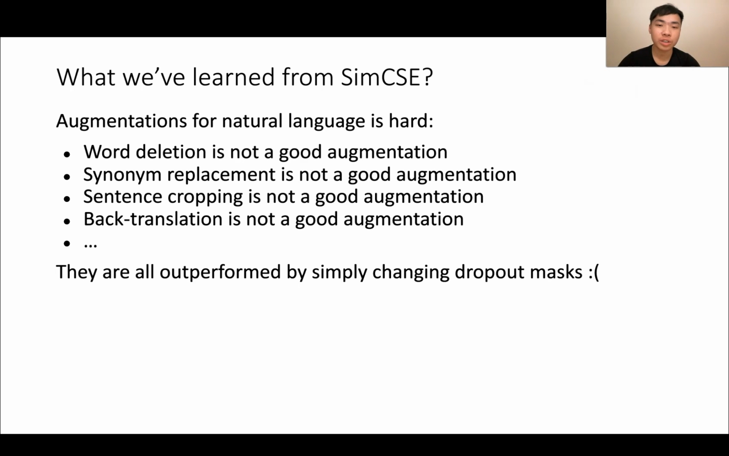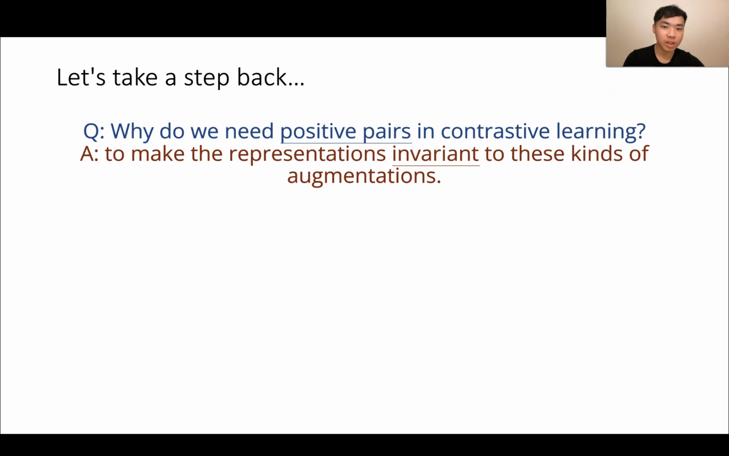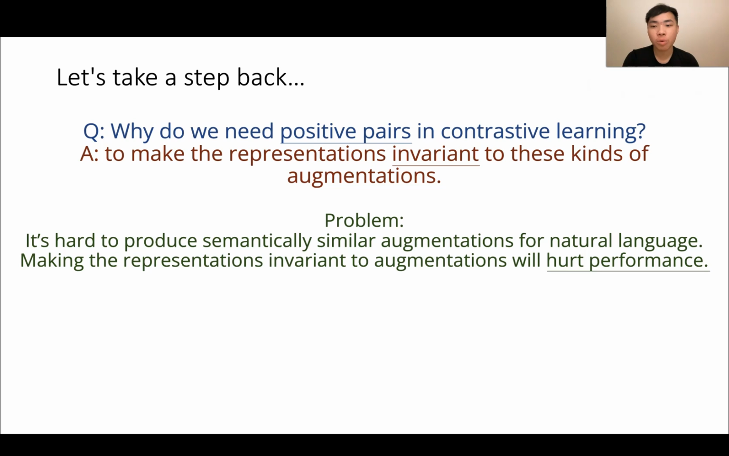So another question is, how can we utilize these augmentations even if their quality is not so good? Let's take a step back to think about why we need these augmentations. It's because we want to make the representations invariant to these kinds of augmentations. However, because the quality of these augmentations is not so good, making the representations invariant to them will actually hurt the downstream performance.